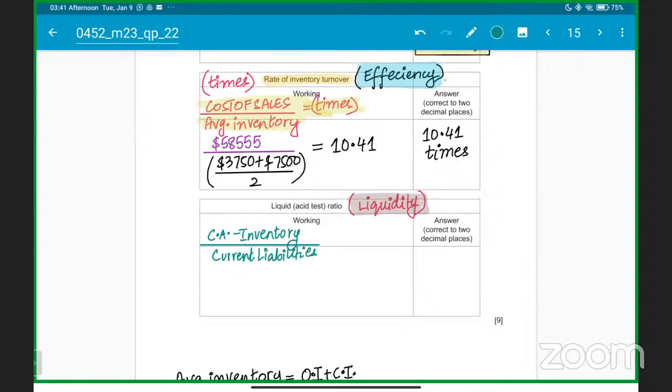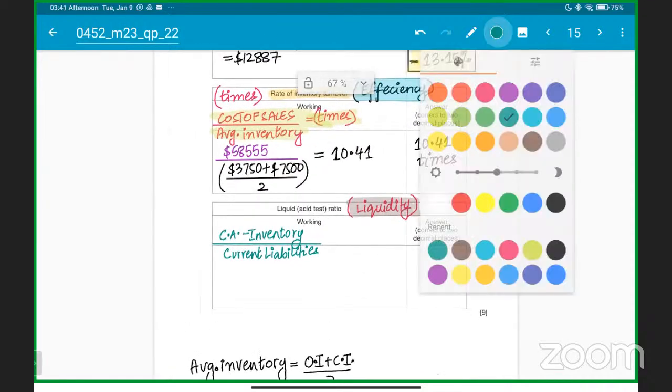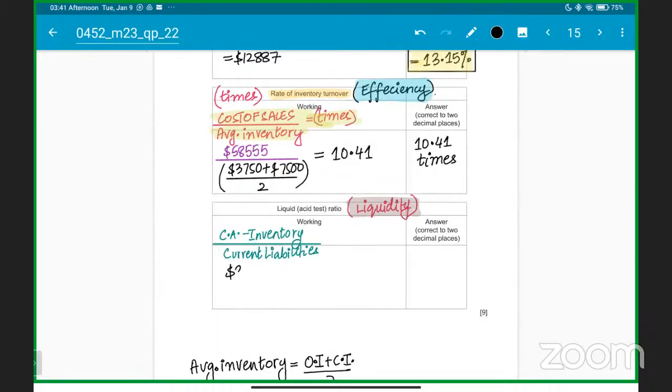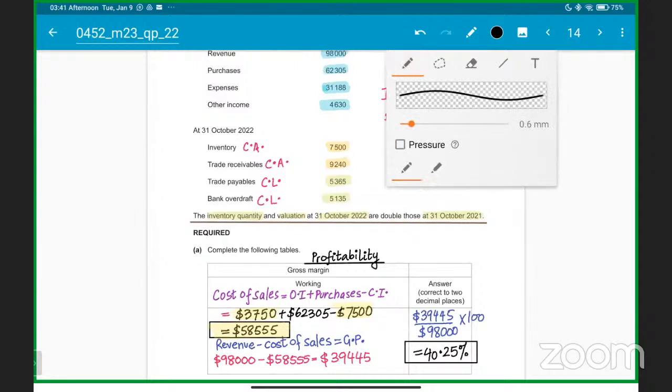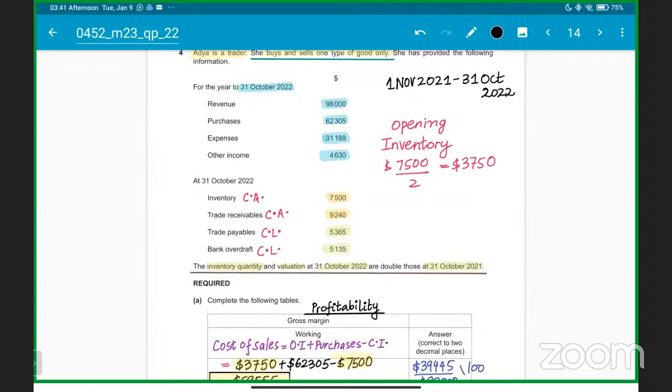Okay, any doubts? Any questions? So basically, you are not going to take inventory for the liquid asset test ratio. You're only going to take trade receivables, because we only have 2 assets and 2 liabilities. So it will be 9,240 as the current assets only. That is the trade receivables. Do we have any prepaid expenses or anything else? No, right?